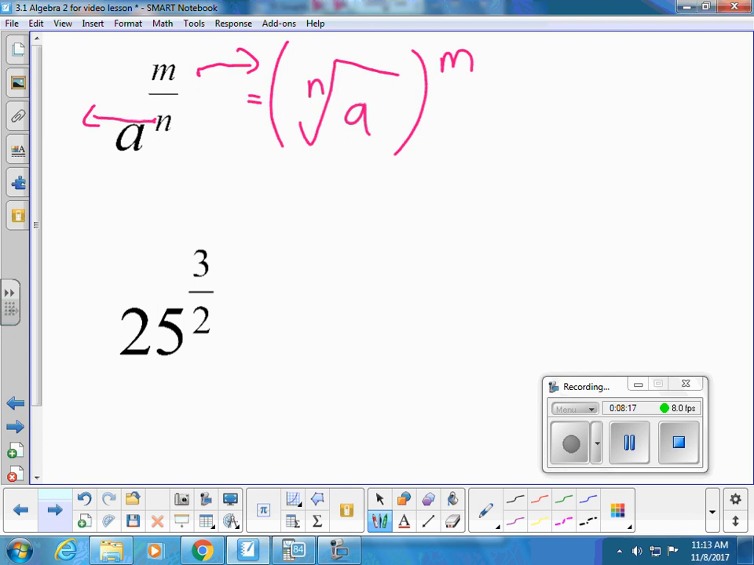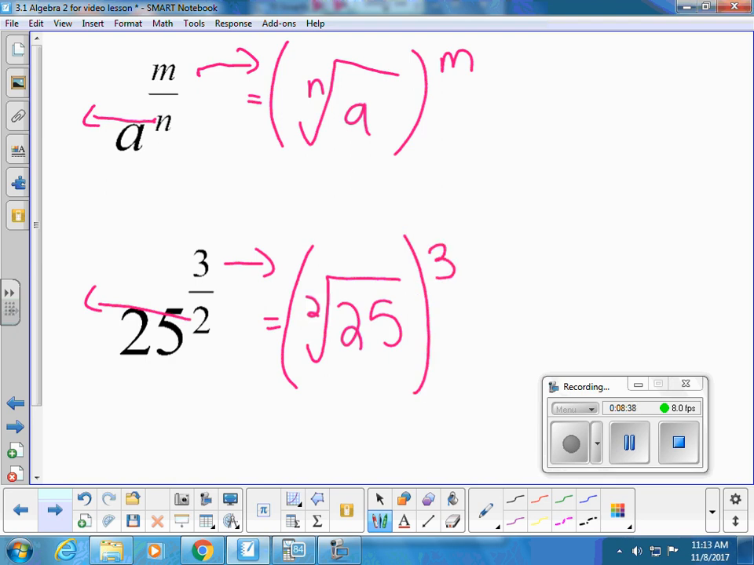So let's try 25 to the 3 halves. The 3 is going to head to the right, the 2 is going to head to the left, and the 2 will become the radical for the 25. So it's going to be the square root of 25, all of that being raised to the 3rd power.